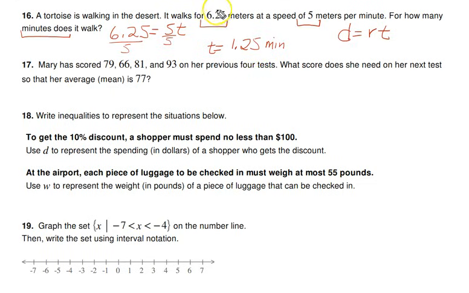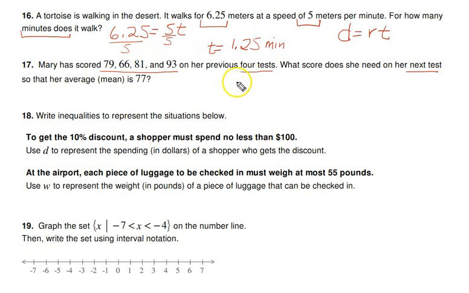Now, pause and think about these as much as needed. I would have to think about it a little bit too. All right, Mary has 4 scores on 4 tests. What does she need on her next test so that the average, or mean, is 77?